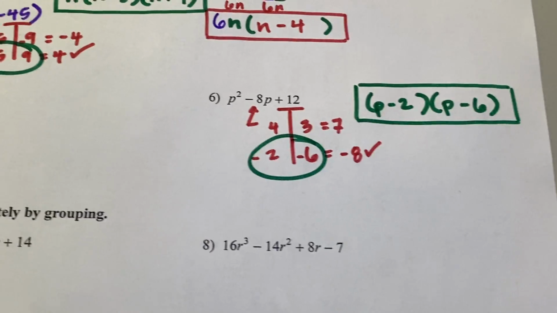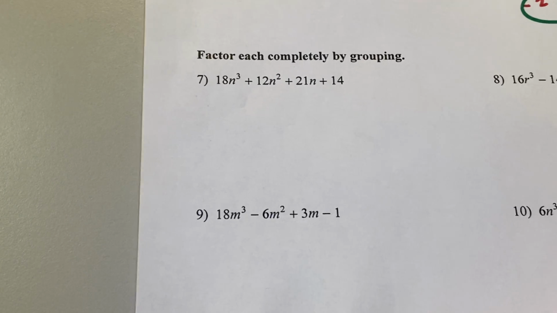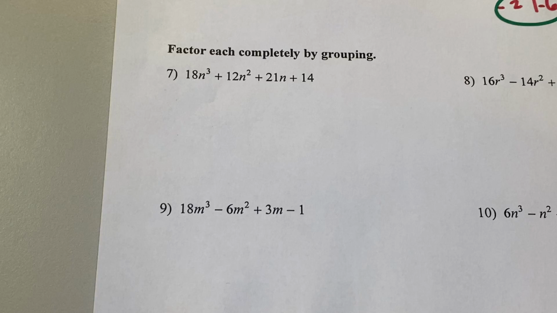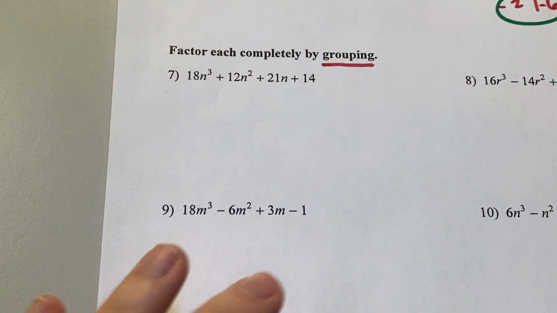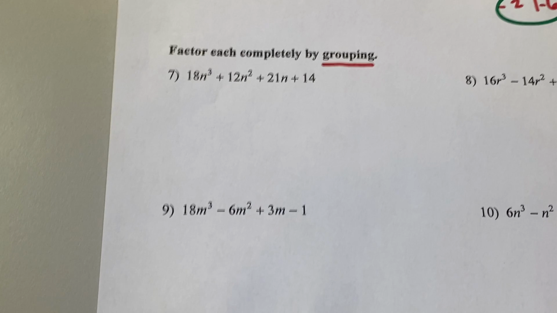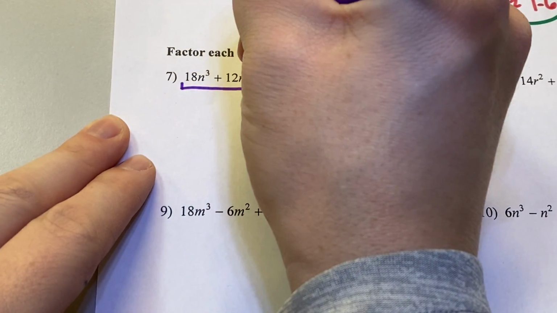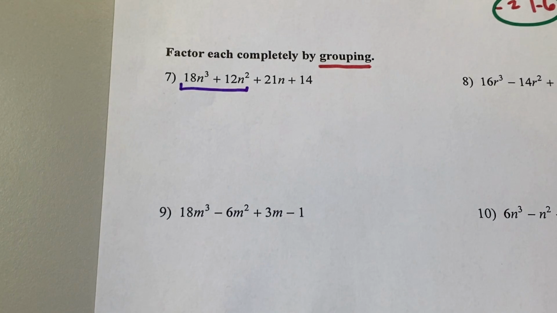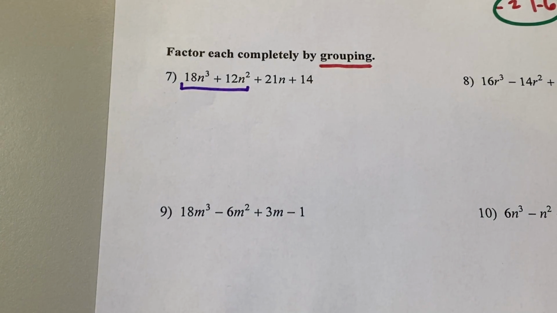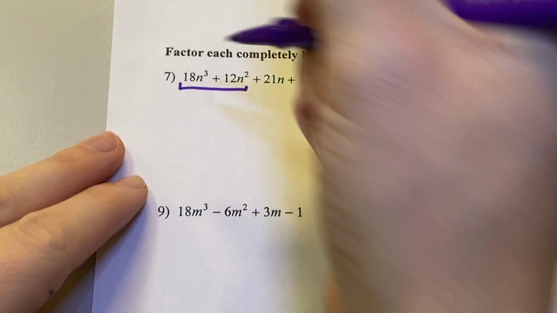Now on numbers 7 through 10, which we might skip a couple just due to time, we're factoring each of these completely by grouping. Factoring by grouping means split them in half, factor those halves. Okay, so let's look at number 7. First half, I just want to factor this guy first.